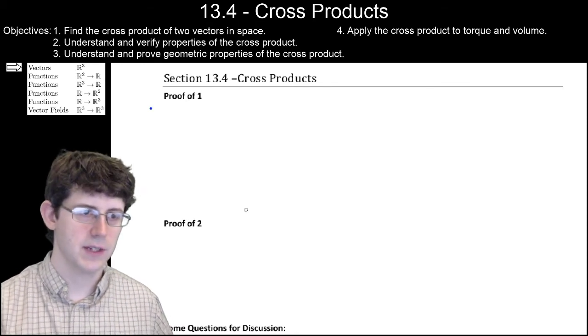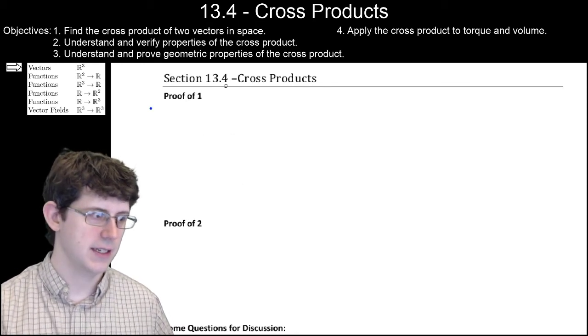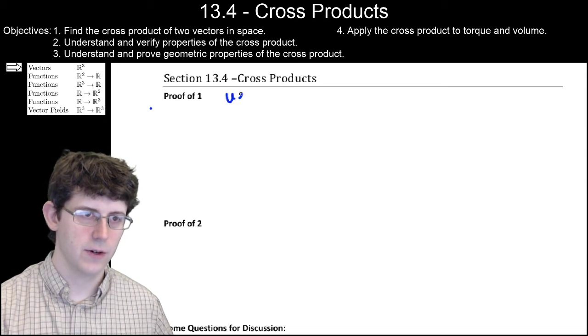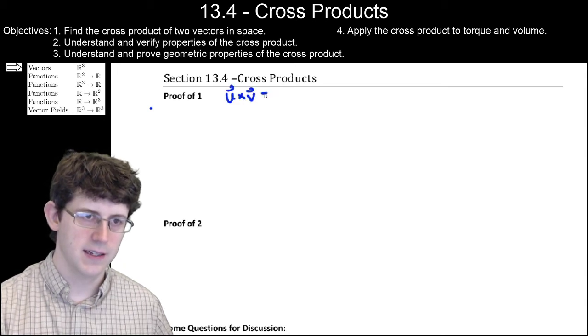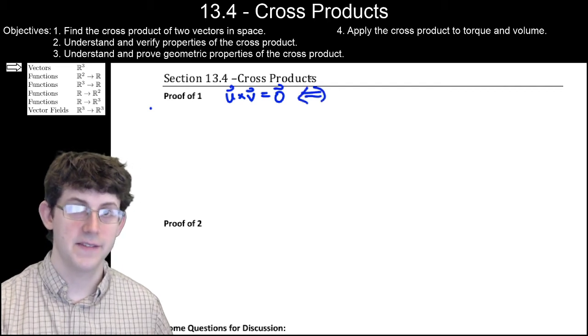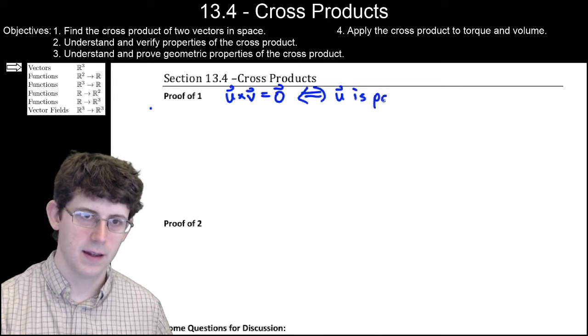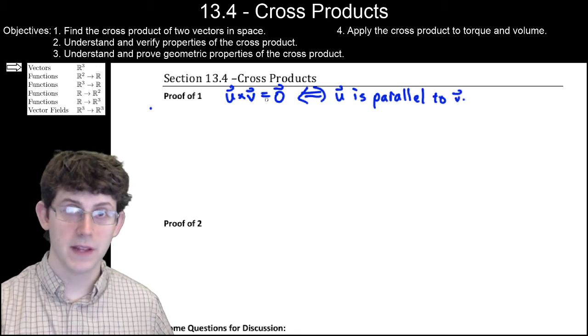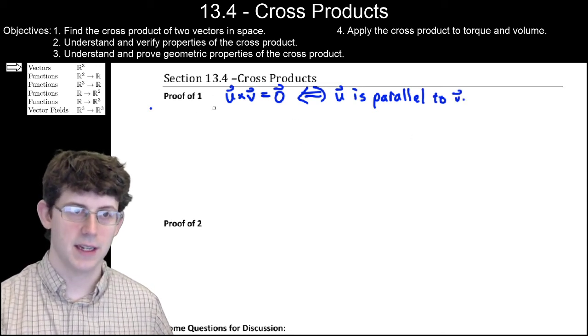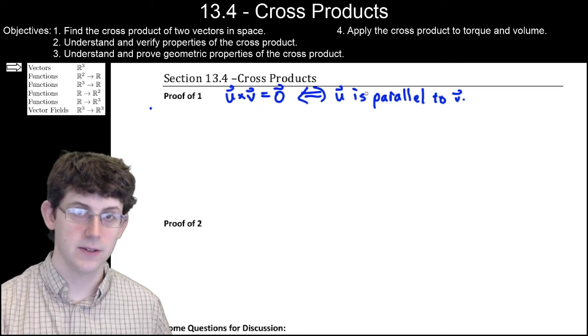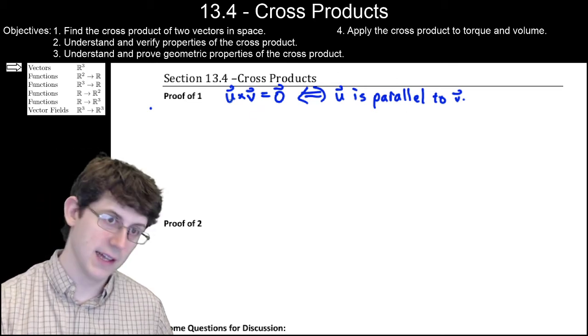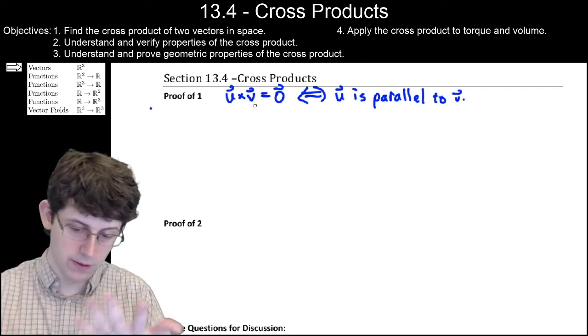Okay, so let's prove the two things. This one was that U cross V is 0 if and only if, so both directions, U is parallel to V. To prove this, we go both directions. We first assume the left side and show that the right side is true. Then we assume the right side and show that the left side is true. And then from then on, the two facts are interchangeable.